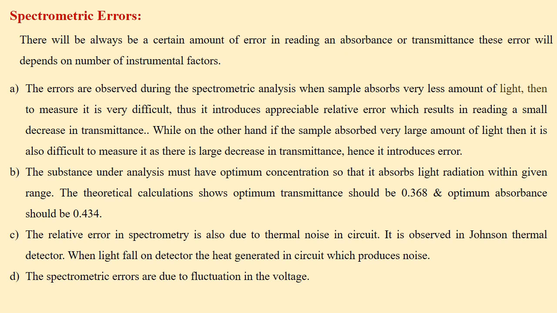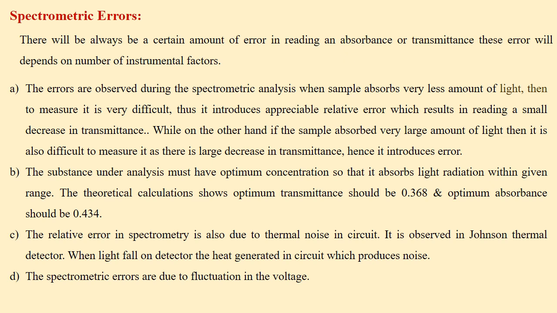Even when the sample absorbs a large amount of light, it is also difficult to measure, as there is a decrease in transmittance. Therefore, it introduces error. Also, the substance under analysis must have some optimum concentration, so that it absorbs radiation within the given range. Theoretical calculation shows the optimum transmittance should be 0.36 and the optimum absorbance should be 0.434.